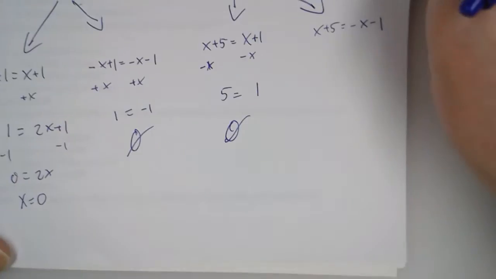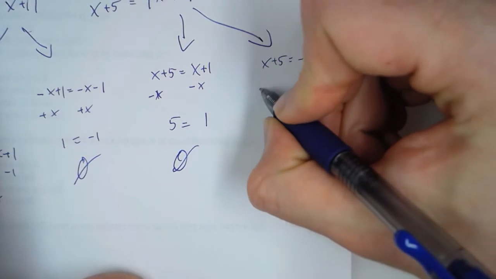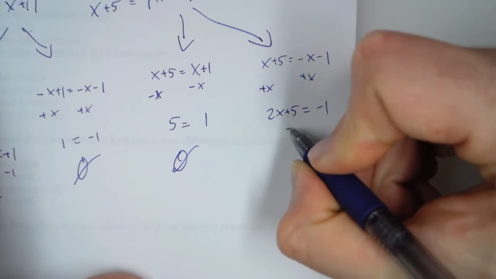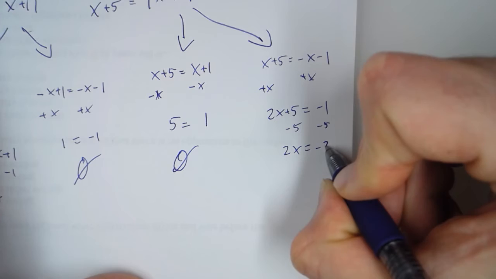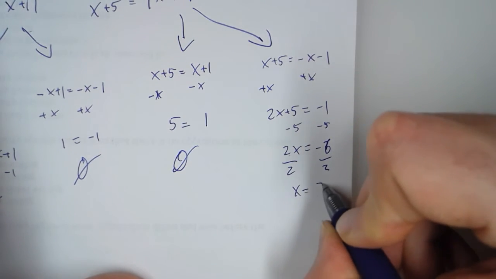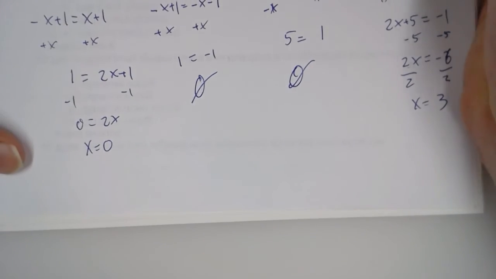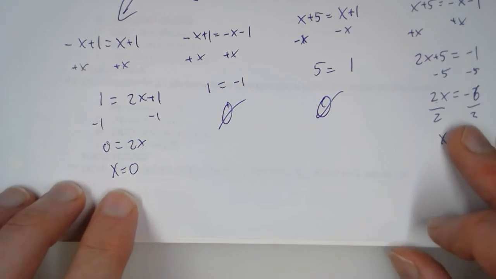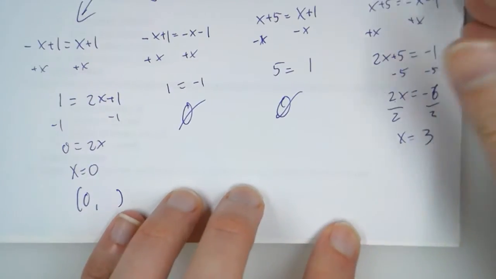Then over here, I can solve this one. If I add x, I have 2x plus 5 equals negative 1. Subtract the 5, I have 2x equals negative 6. And then divide by 2, I get x equal to negative 3. So these are the x values of the 2 points where these two graphs intersect. So we need to figure out the y value of these 2 points.